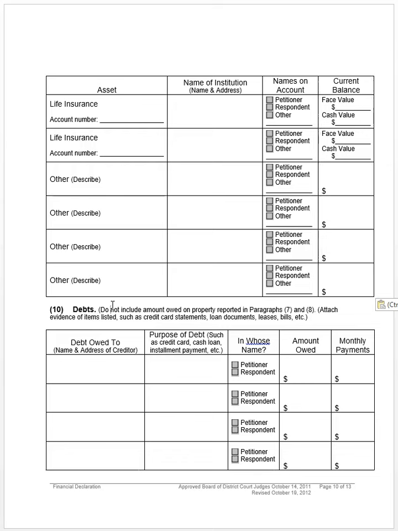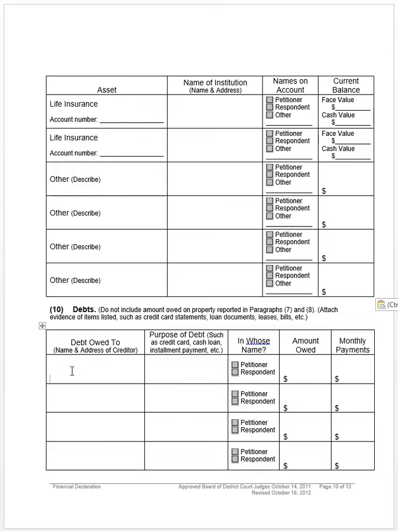So you've already told the court in paragraphs 7 and 8 that I have a debt related to my home mortgage. I've already told the court that I owe money on my car. I don't write this down again. This is where I would write down other debts that I have not identified previously in the previous paragraphs.